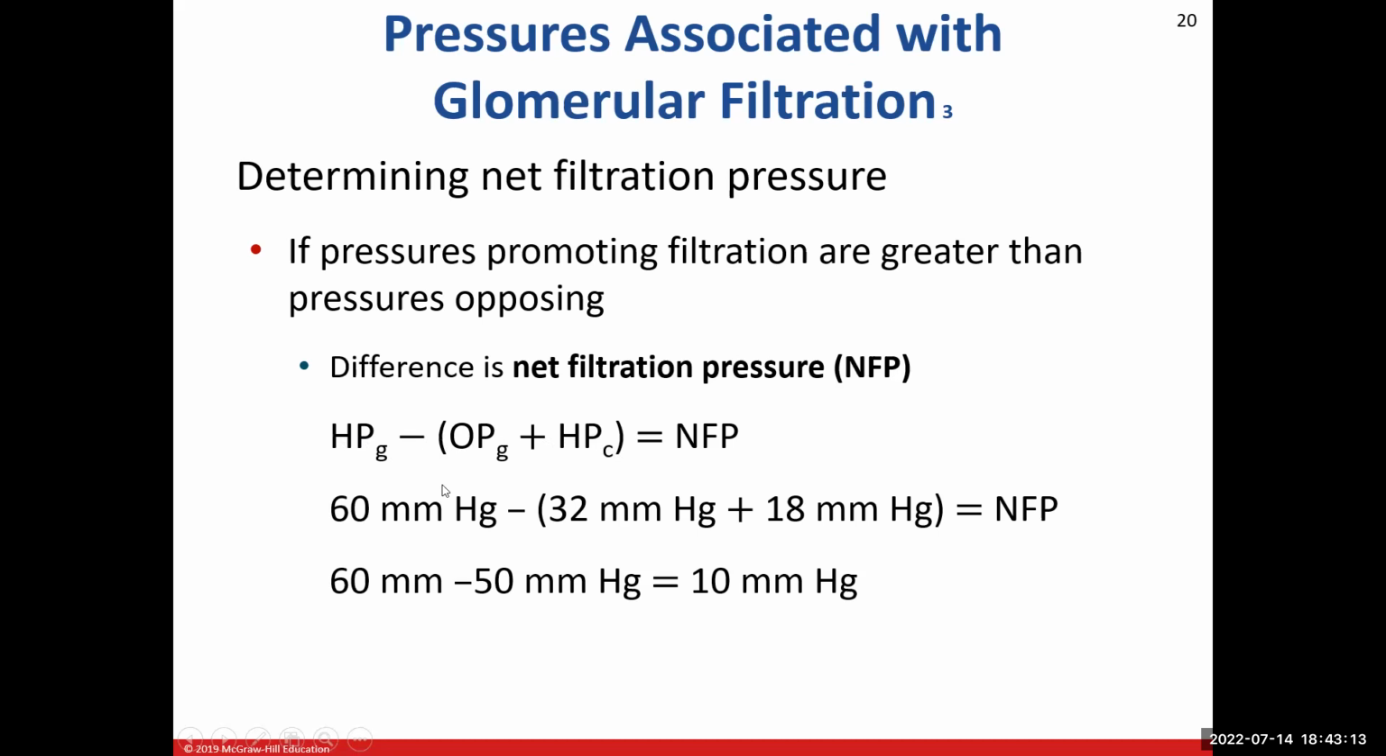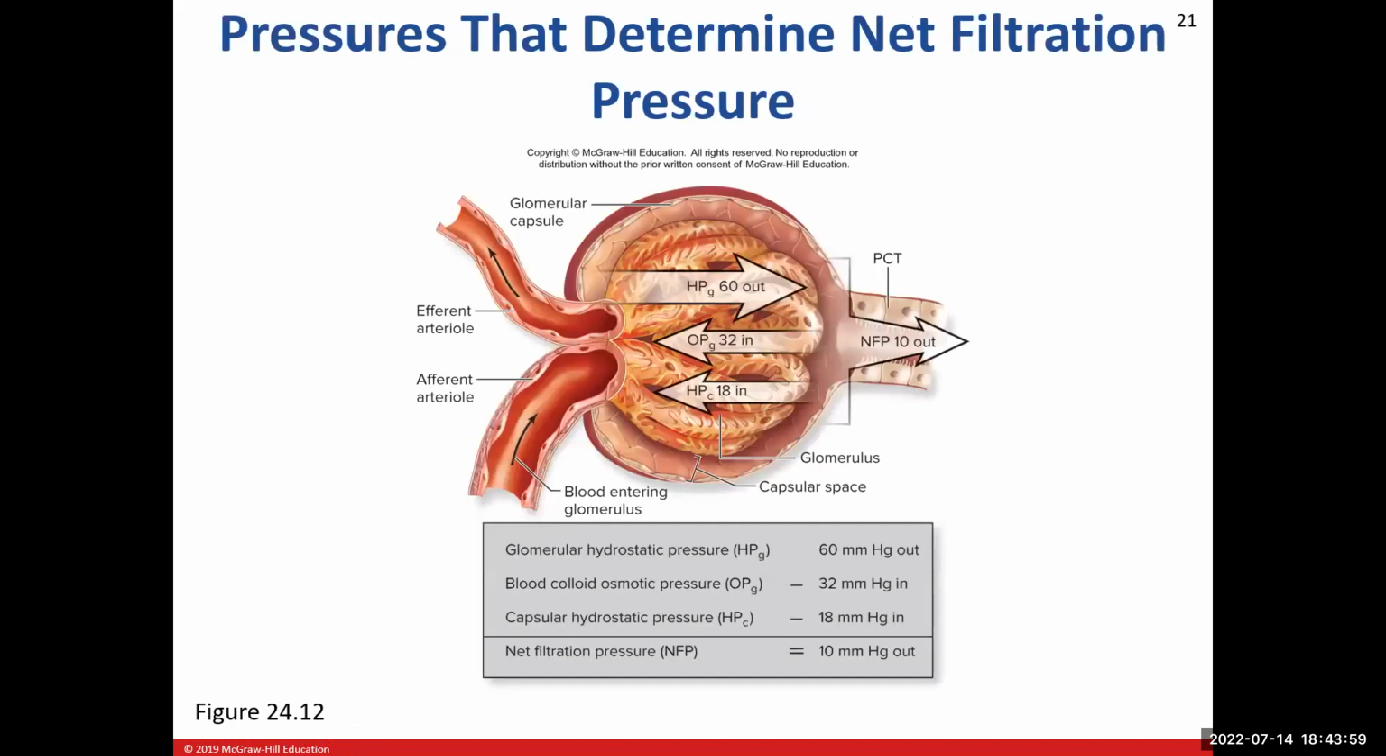If we wind up with a positive number, that means our filtrate will move from the glomerulus into the capsular space. This example shows 60 millimeters of mercury as our hydrostatic pressure in the glomerulus. Then we have our oncotic pressure of 32 millimeters. We add that to the 18 millimeters hydrostatic pressure of the capsular space, and that gives us a value of 50. We take the difference of these two values, which is 10. Positive 10 means that we are going to move substances from the glomerulus into the capsular space. If it's negative, then we're not moving materials out of the glomerulus into the capsular space.